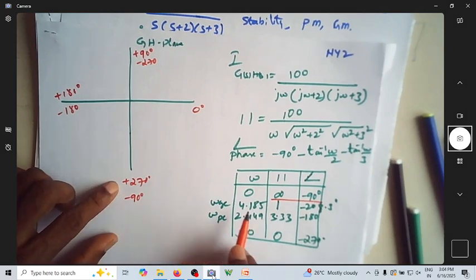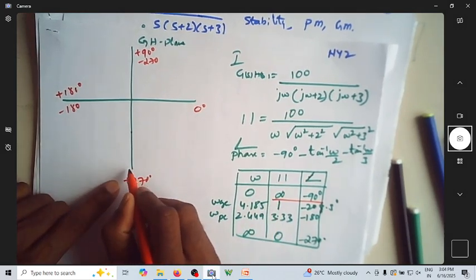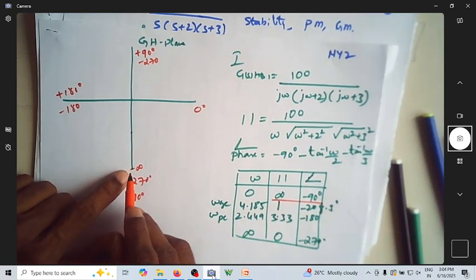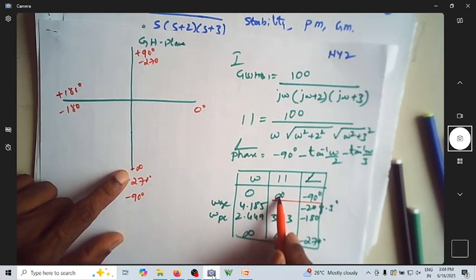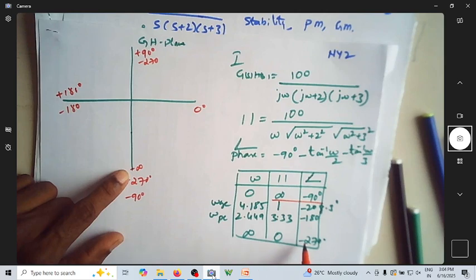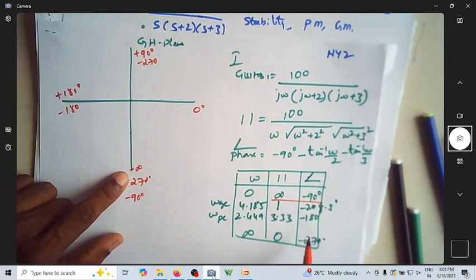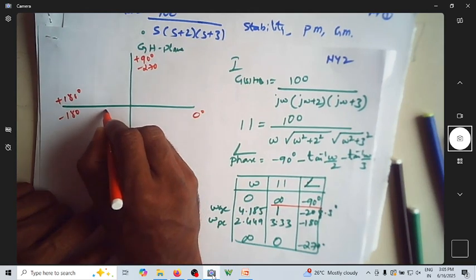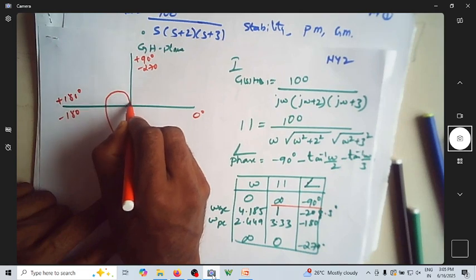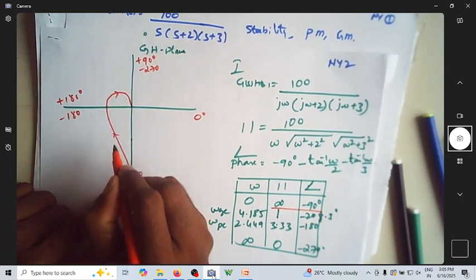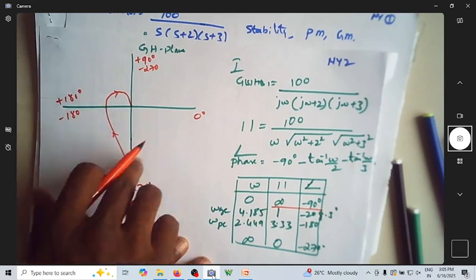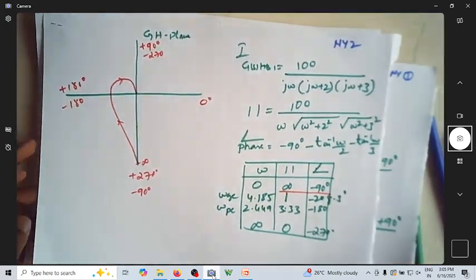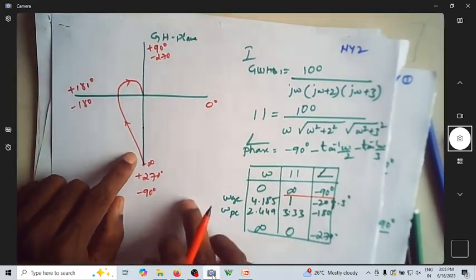So now, of course, let us take the magnitude as infinity here. You can see infinity at an angle minus 90 degree corresponds to this. We can see the magnitude keeps reducing and phase keeps increasing from minus 90 to minus 270. So it actually goes like this. So this is how it is going. This is the first segment, and let us write the second segment mapping.